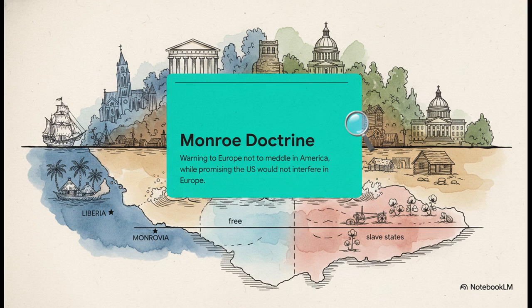Domestically, he also had to navigate the incredibly tense issue of slavery, passing legislation to restrict it to existing slave states and new territories south of the Missouri Compromise line. Plus, he supported the colonization of Liberia by free African Americans. Fun fact, that's exactly why Liberia's capital city is named Monrovia, right in his honor.